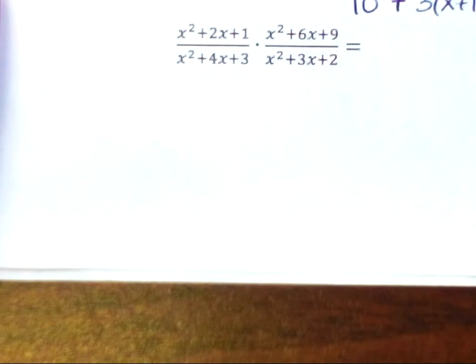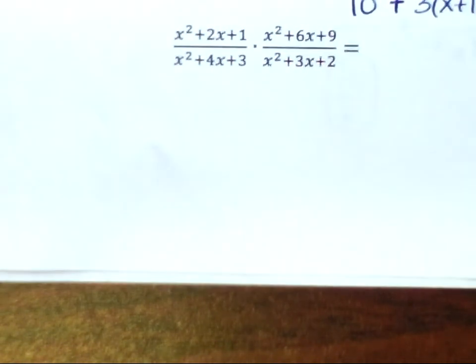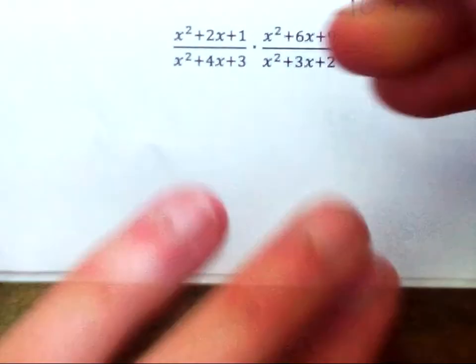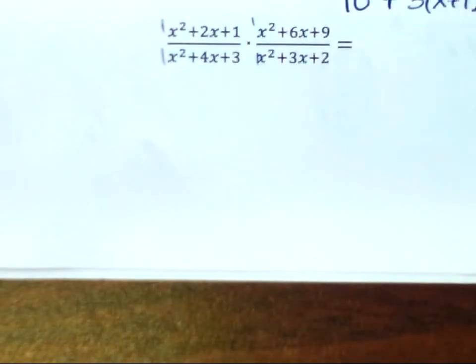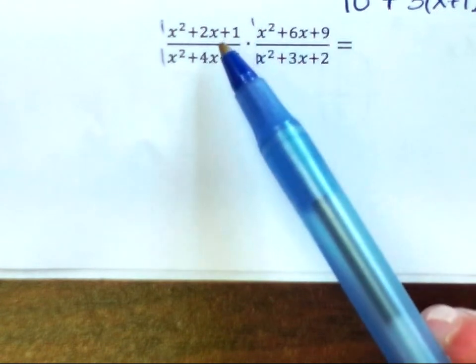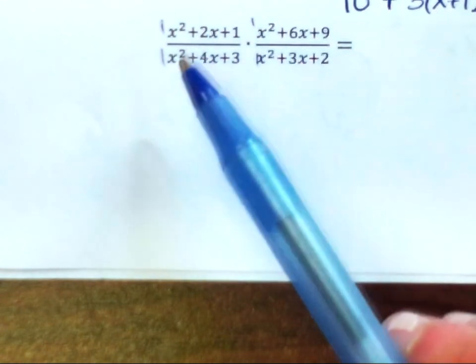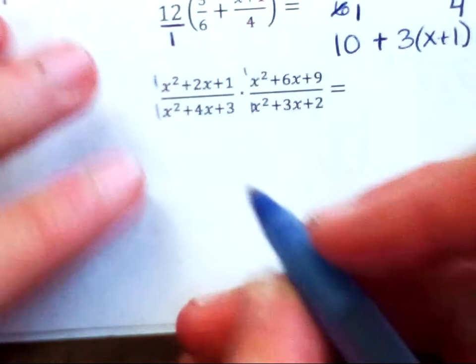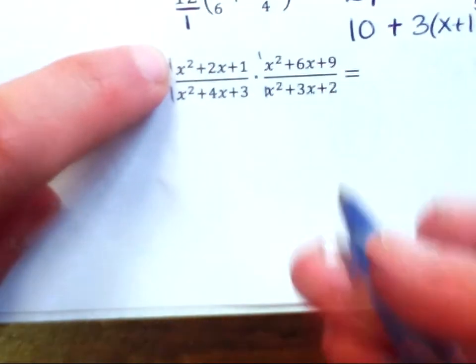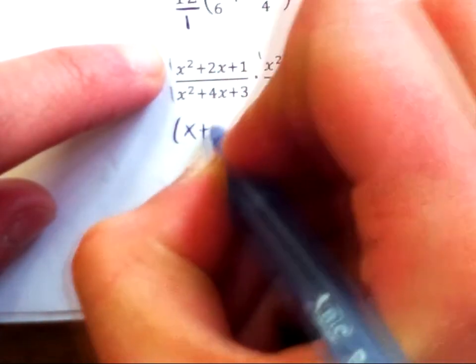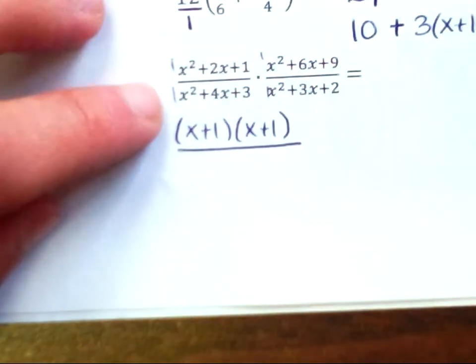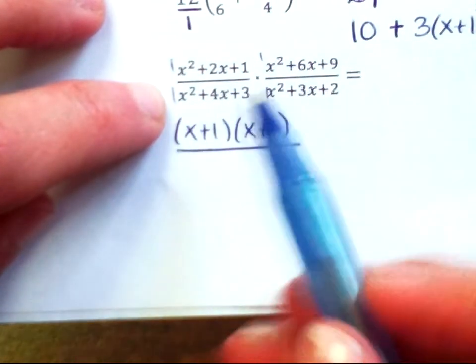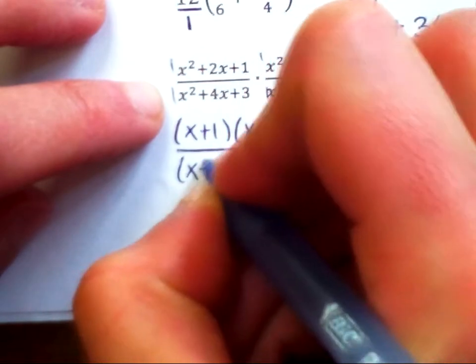This last example is a bunch of factoring with all 1x squared coefficients. So you should be thinking about what multiplies to the last term and adds to the middle term, and that's how your factors are going to split themselves up. So the first one on top factors to x plus 1, x plus 1, or x plus 1 squared. The one below it factors to x plus 3, x plus 1.